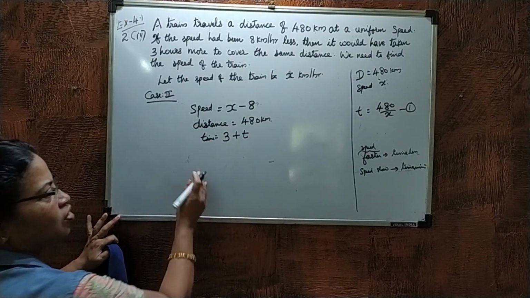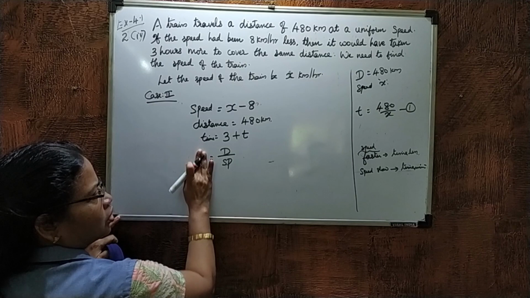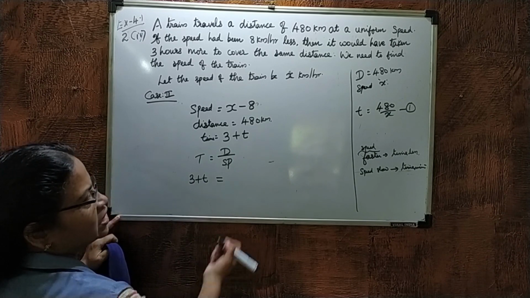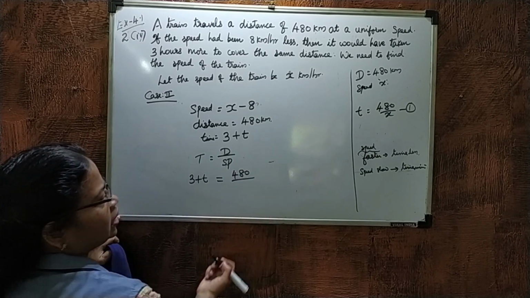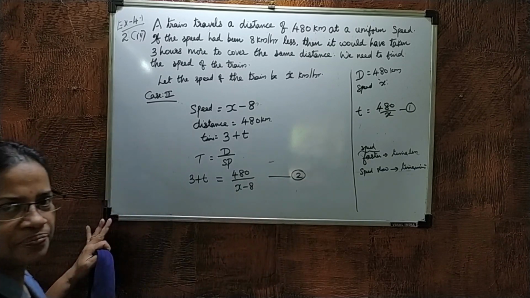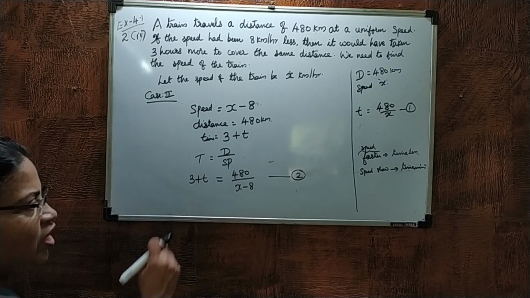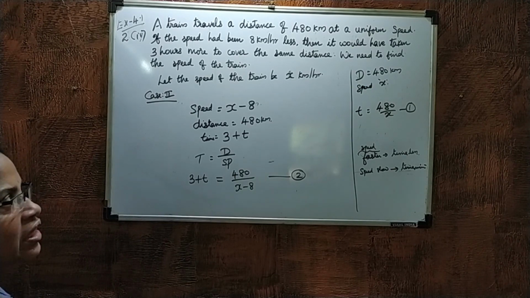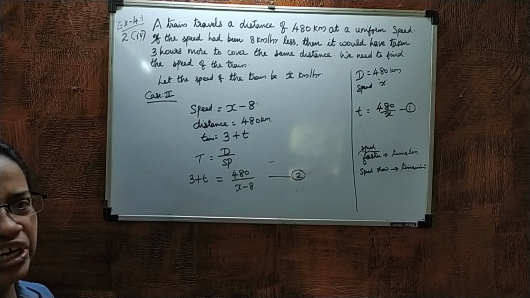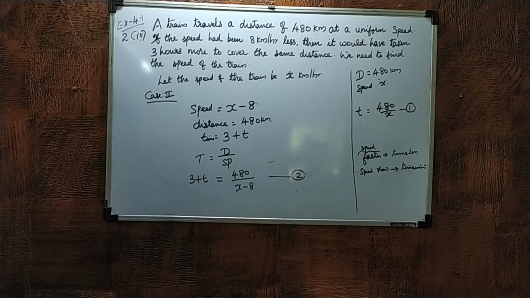Now we can substitute the formula. What is the formula for that? Time is equal to distance by speed. So instead of this time we will substitute 3 plus t equals distance, 480, by speed, x minus 8. This should be the second equation. Now in the second equation, just find out how many variables are there? 2 variables are there. We have to make the question into a quadratic equation, and in the quadratic equation only one variable we need, and that variable should have the exponent 2. So we will just find out how we will make that quadratic equation.